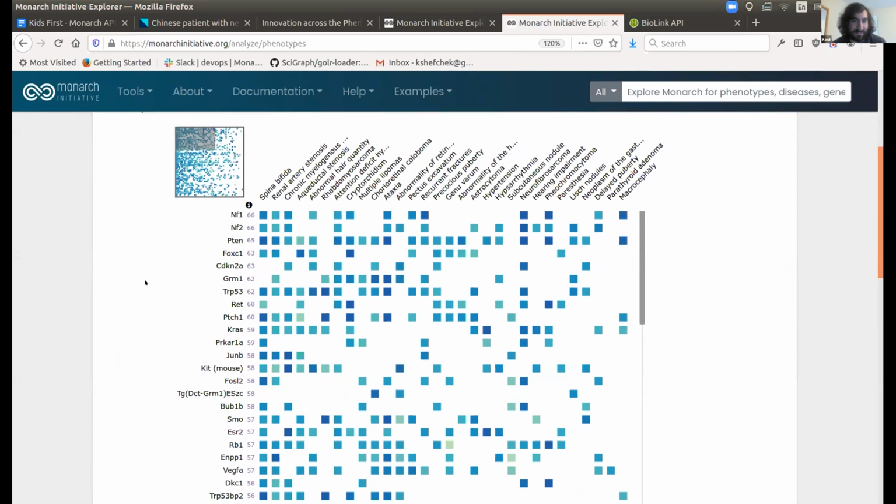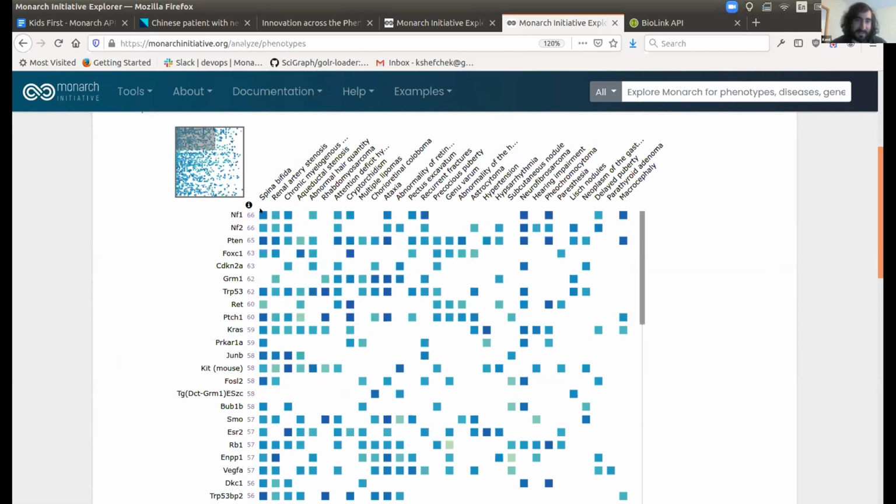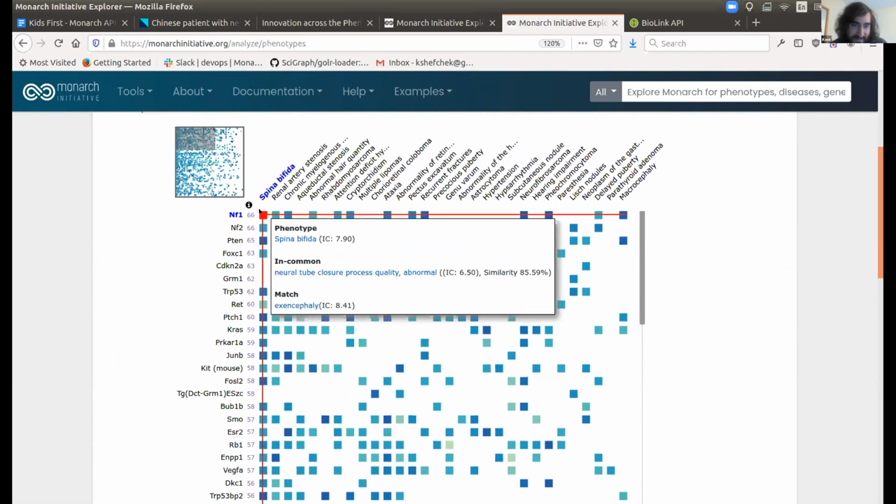And this is one example where we'll actually see NF1, the mouse NF1, show up at the top, or actually tied with NF2. And in the heat map, you can click these and see the phenotypes we input for NF1, so spina bifida, and then where it matches in the mouse phenotype ontology, or I'm sorry, mammalian phenotype ontology, which is exencephaly, and then the term in common, which is neural tube closure process quality. And we're working to update UPheno, Shanika will talk a little bit more about, to improve these matches.